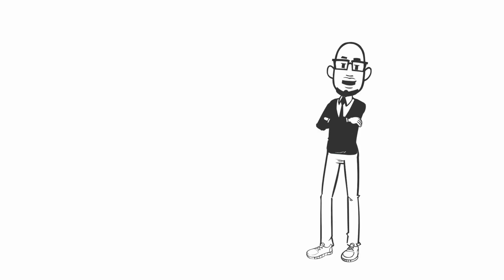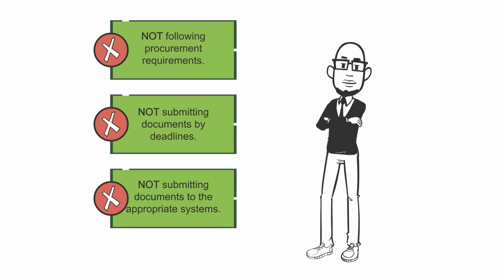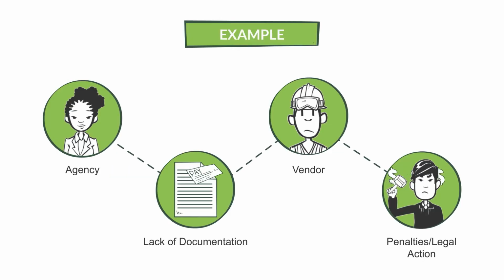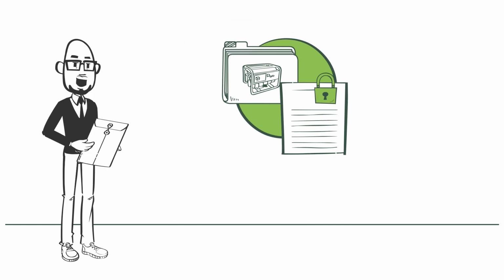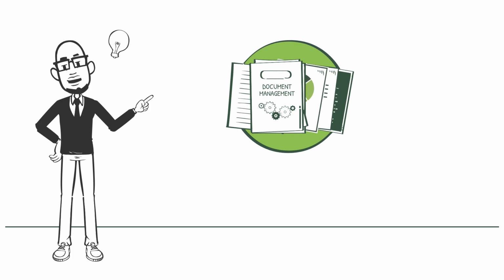Some of the most common errors relate to improper documentation, such as not following procurement requirements, not submitting documents by deadlines, or not submitting documents to the appropriate systems. For example, lack of documentation confirming payments to vendors can result in penalties to the awarded grant, and even legal action. A way to avoid this pitfall is by maintaining a system of financial records, including equipment purchases and property records. Another important aspect of best practices for document control is having an internal plan of document sharing systems. If there is not already a document management process in place at your organization, one should be created.